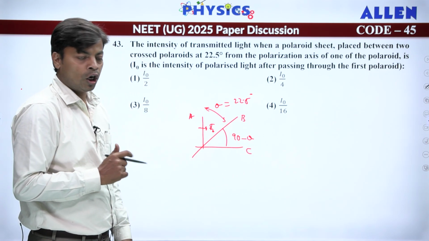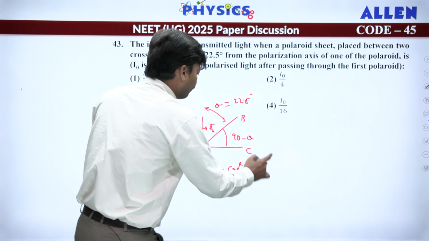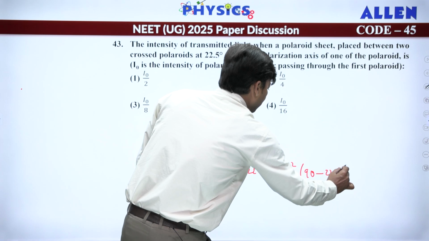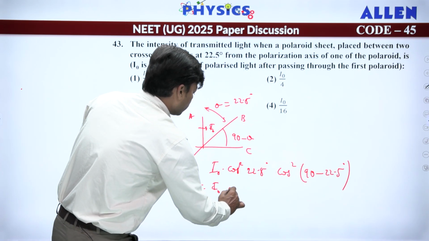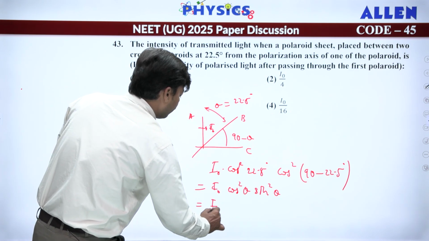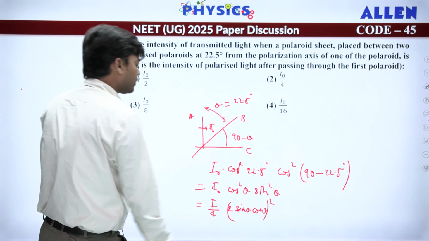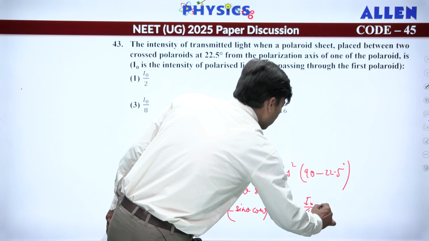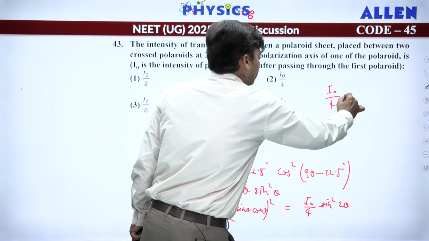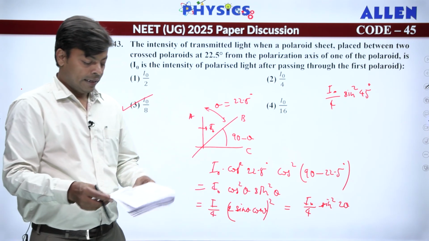After Polaroid A, output is I naught. After Polaroid B, output will become I naught cos square of 22.5 degree. And from C, it will become again cos square of theta 2, which is 90 minus 22.5 degree. So it is going to become I naught into cos square theta into sine square theta. So I can divide by 4 and bring 2 inside, 2 sine theta into cos theta the whole square. And this is nothing but sine 2 theta. So I can write I naught divided by 4 sine square 2 theta. Sine square 2 theta is nothing but sine square 45 degree. So we can write I naught by 4 sine square 45 degree. Sine square 45 degree is 1 by 2. If we multiply, we will get 1 by 8. Answer will become I naught by 8, the third option.